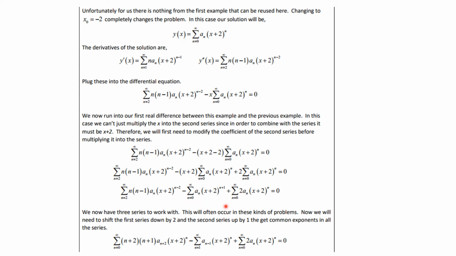So now we have this. We have 3 series to work with, and that will happen in many problems. Now we need to shift the first series down by 2 on the indices, and then we're going to shift these up, and this is what we get for that. And now what we have is x plus 2 everywhere.